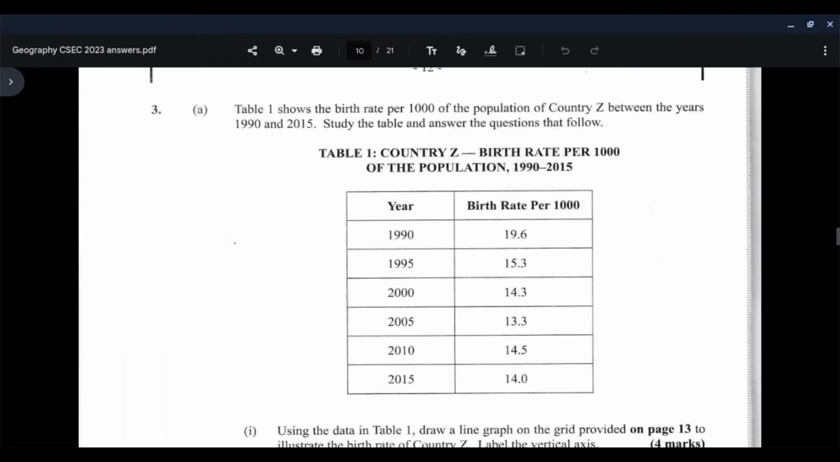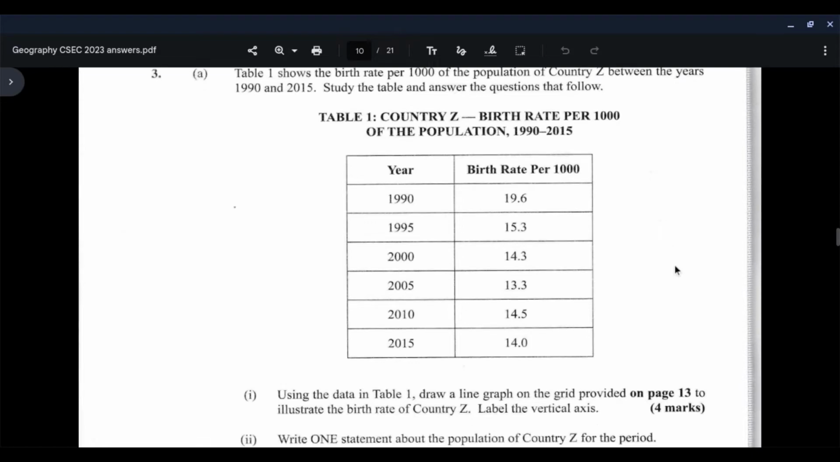So today we're looking at the 2023 May-June CSEC paper 2. This is question number 3. We are given a table that shows the birth rate per 1,000 of the population for country Z between the years of 1990 and 2015. We're to answer the questions that follow.